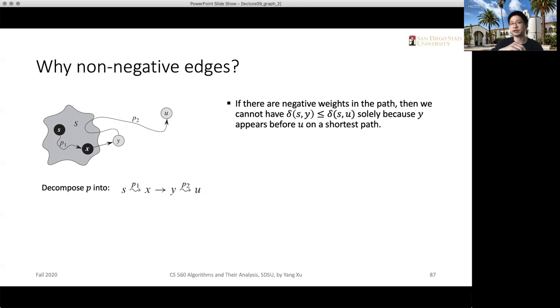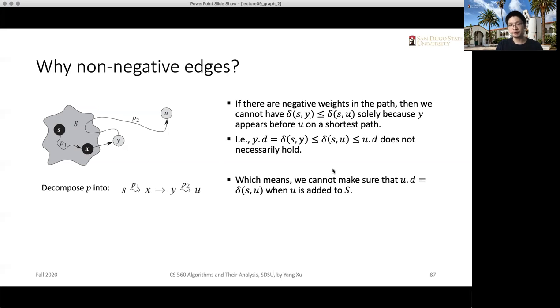If there are some negative weights in the path, then we cannot say that the delta from s to y is smaller than the delta from s to u, because we cannot say that since y is before u, the shortest path from s to u should be shorter. That is not the case, because along the path from s to u there could be some negative weights, if negative weights are allowed. If there are negative weights, then things will be messier. Then we cannot prove the correctness of Dijkstra's algorithm.